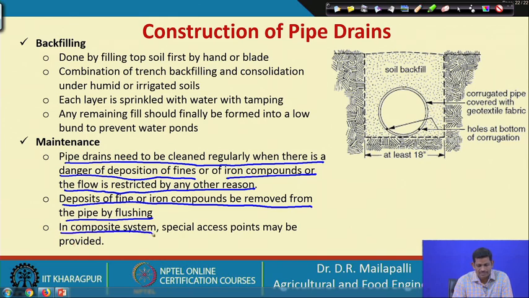So, in composite systems, special access points may be provided. In a composite system, it is difficult because it is underneath the ground, and also there are a lot of joints. It is difficult to go through each and every joint to see what is going on inside the pipe drain system. That is why special access points are provided in case of composite systems.